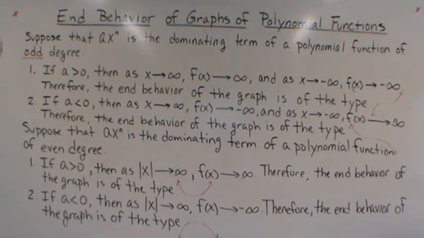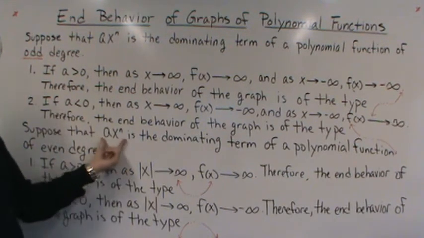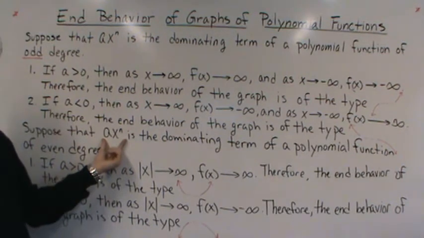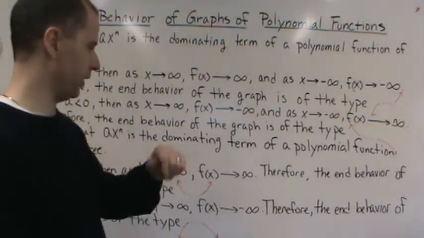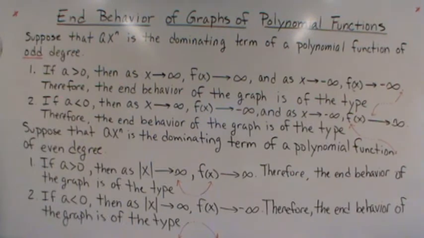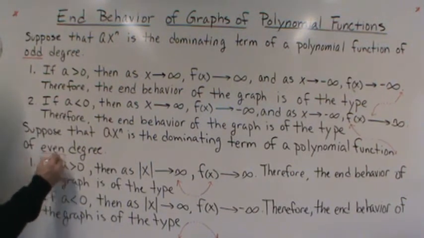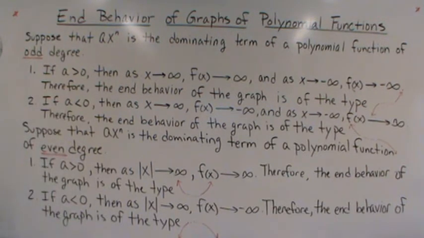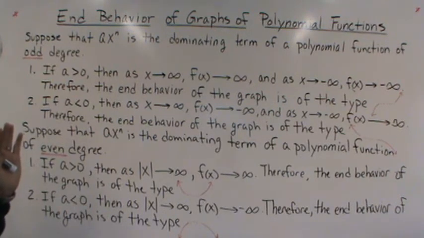Now, suppose that we have an even degree. So that's the next part, right? Suppose we have ax to the nth power is the dominating term of a polynomial function that now has an even degree. Okay? So it has an even degree. Now we know that if it has an even degree, it's symmetric with respect to the y-axis, okay?